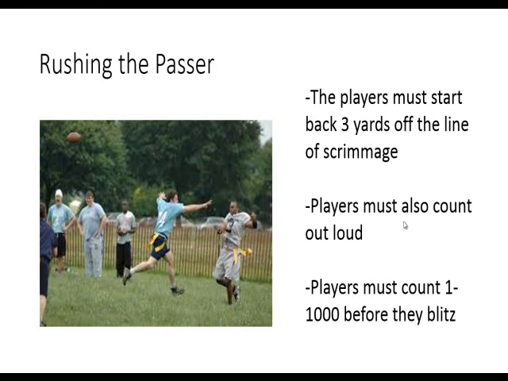Blitzing or rushing the passer. The blitzer or rusher must start 3 yards back from the line of scrimmage. The player must count aloud, and typically the player counts from 1 to 1,000. We probably won't count that high, but just to give you an idea, the offensive player or defensive player cannot blitz the quarterback until they've counted, and they have to start their approach 3 yards back from the line of scrimmage.